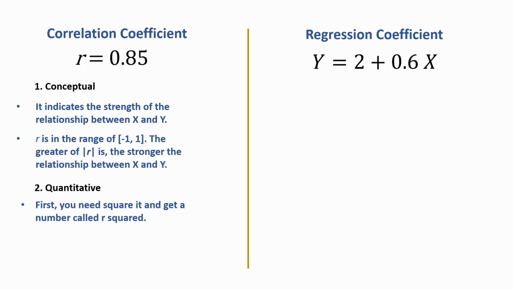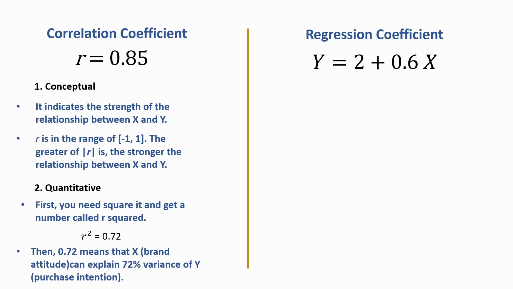To quantitatively explain the meaning of correlation coefficient, generally it's better to square it. So you square the 0.85, you get the number 0.72. It means that x can explain 72% of the variance of y. Namely, x, brand attitude here, can explain 72% of the variance of y, purchase intention.